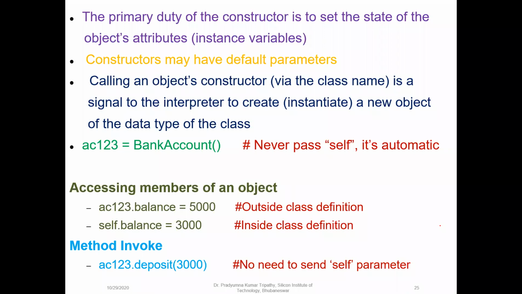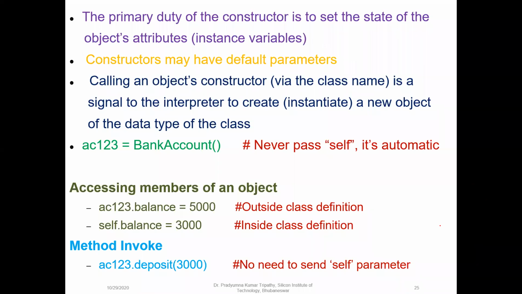And the constructors may have default parameters. Like any of the methods can have default parameters, the constructor can also have default parameters. We can have default parameters for the constructors as well. This was also there in C++. Like any other method, we can give default parameters. Similarly, for the init also, we can give default parameters. Constructors may have default parameters.